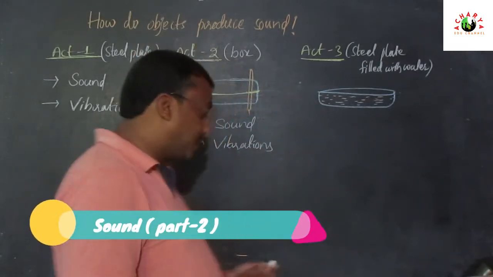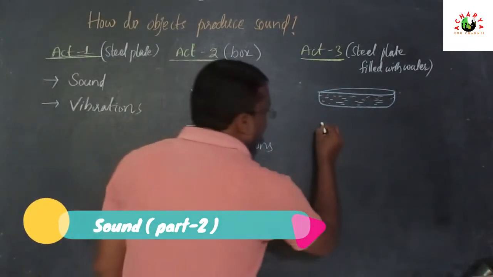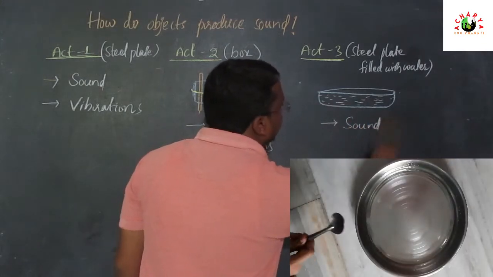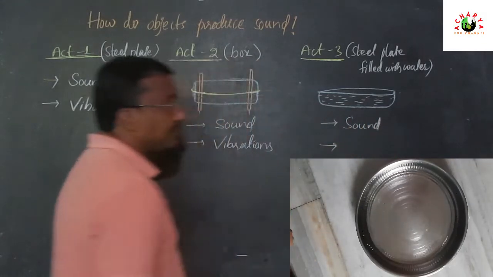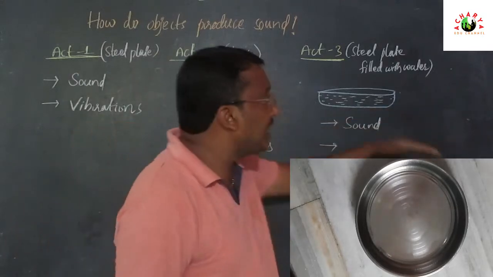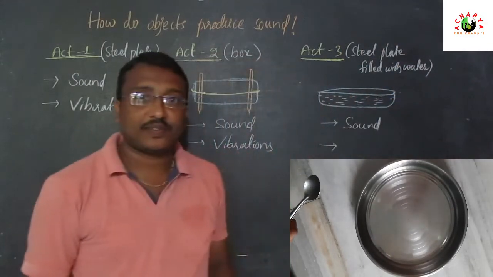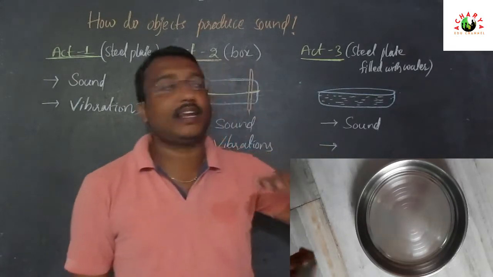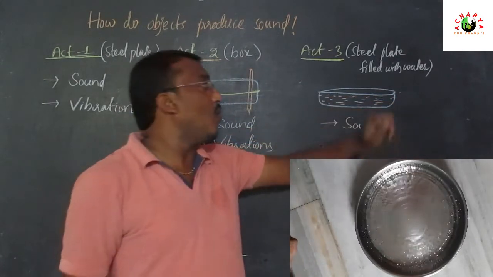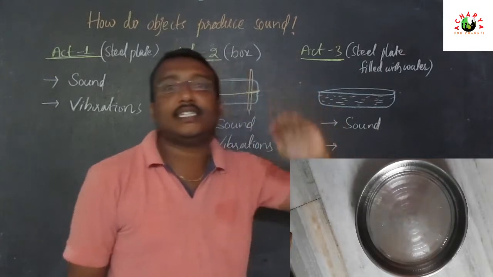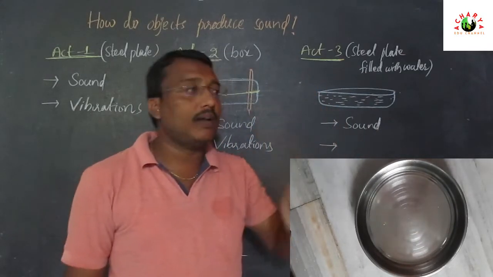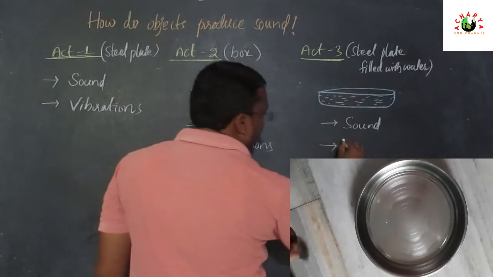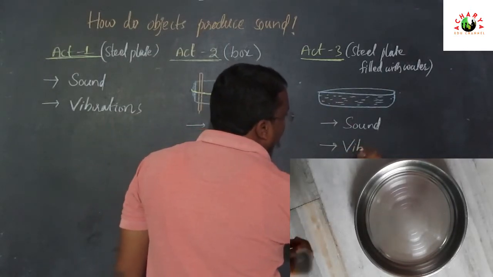Then what observations do you get? Yes, when we hit it, we get the sound. Right, next. What change do you notice in the water? Before hitting the rim of the steel plate, the water is settled. When we hit it, small ripples are created in the water. So that means the water starts vibrating.